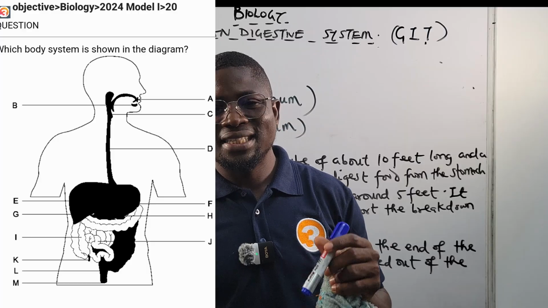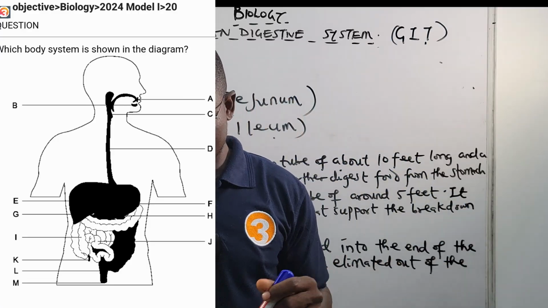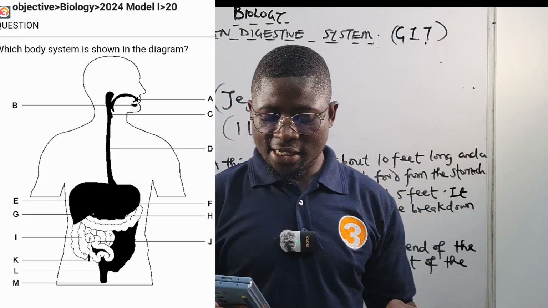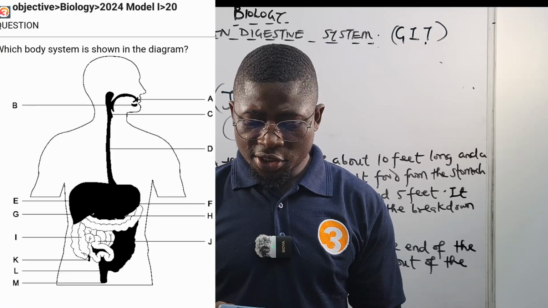They ask which body system is shown in the diagram. A says digestive, B says respiratory, C says circulatory, D says reproductive. The correct answer there is the digestive system. Let's see another question.